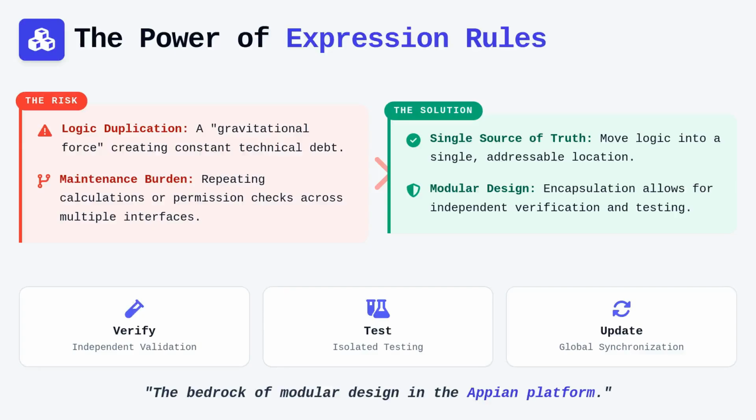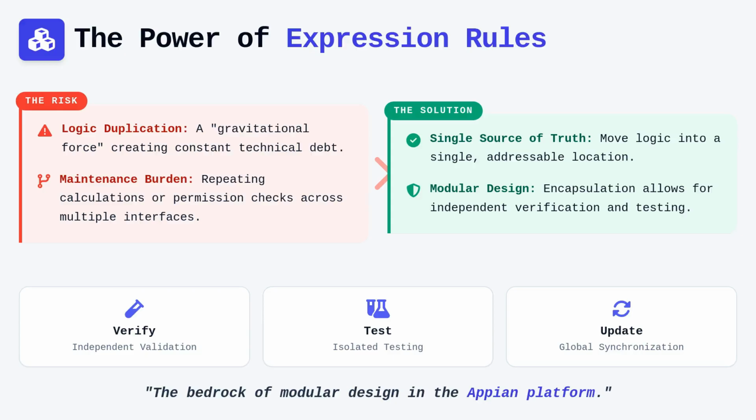In any non-trivial software system, the tendency for logic to duplicate itself is a constant gravitational force that leads to technical debt. If you find yourself writing the same expression, such as a complex calculation for a currency conversion or a specific user permission check, in multiple interface files, you have already created a maintenance burden. By creating standalone expression rule objects, you effectively move this logic into a single, addressable location.